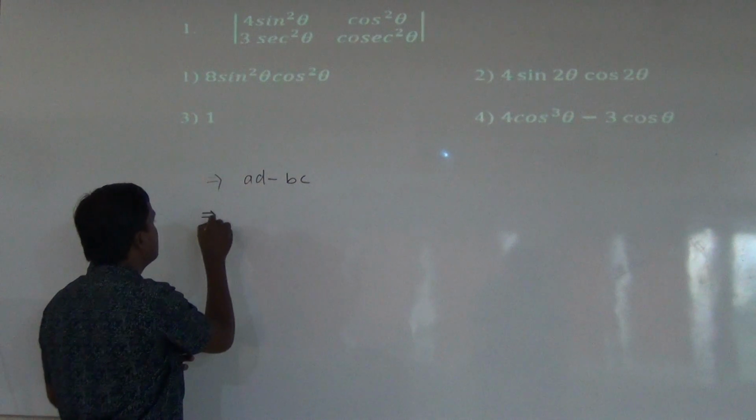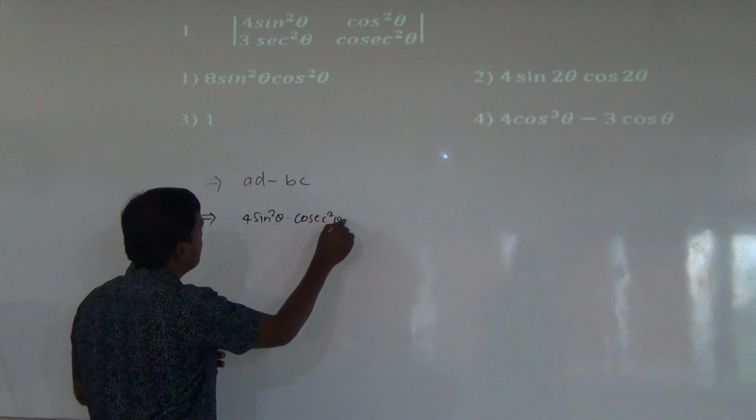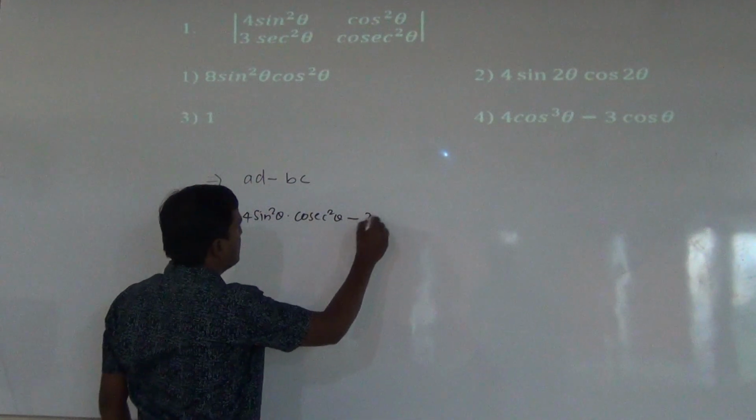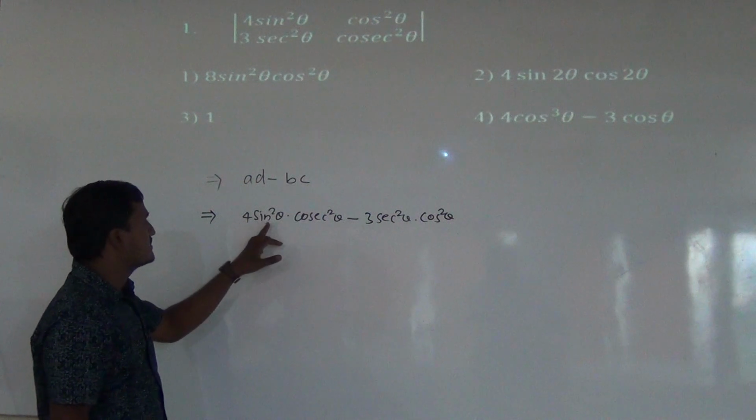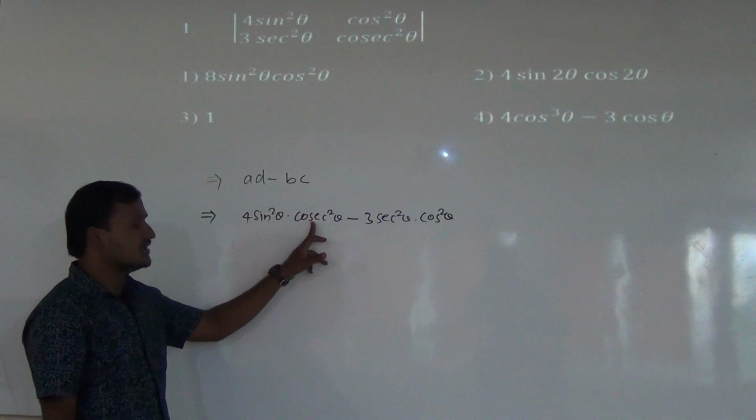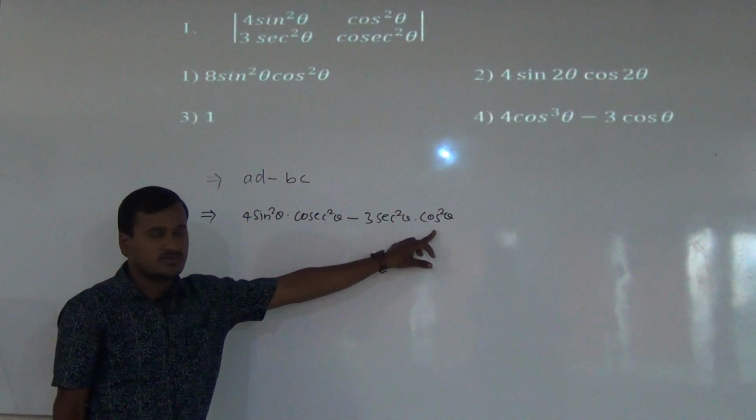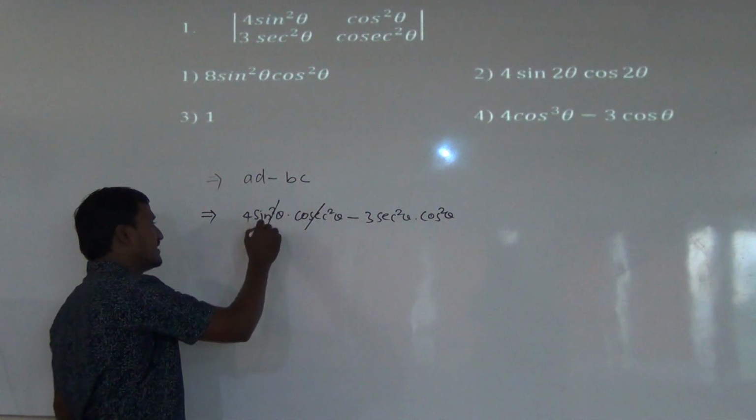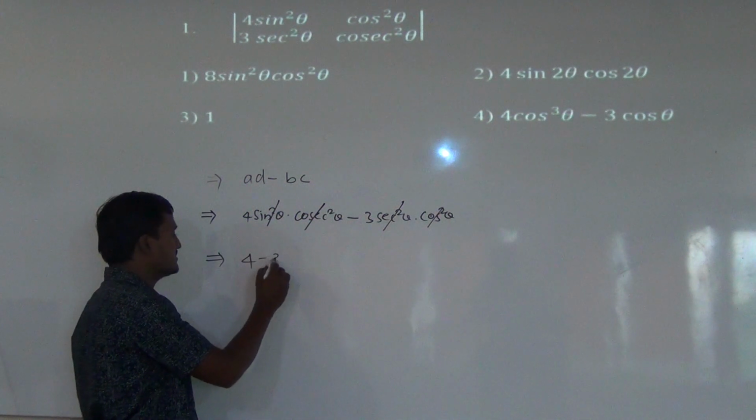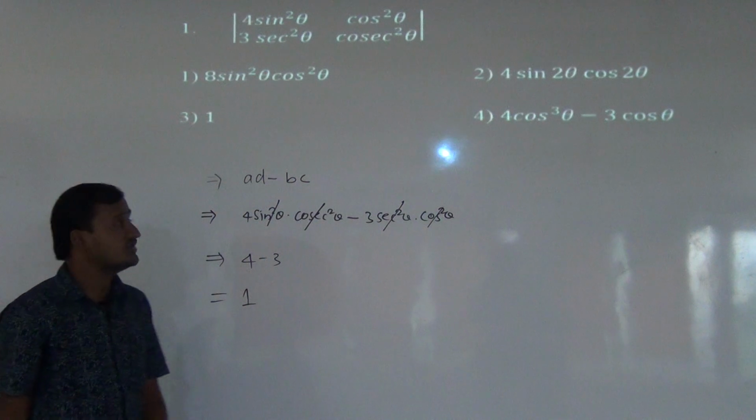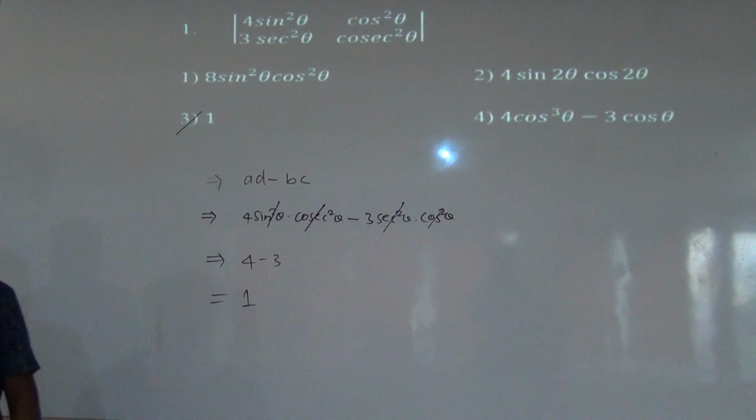AD minus BC means 4 sin square theta into cosec square theta minus 3 sec square theta into cos square theta. Cosec square is the reciprocal of sin square, and sec square is the reciprocal of cos square theta. So these two will get cancelled, and these two will get cancelled. The remaining is 4 minus 3, so the answer is 1. Check the third option, it is the right one. Next, we will go for the next question.